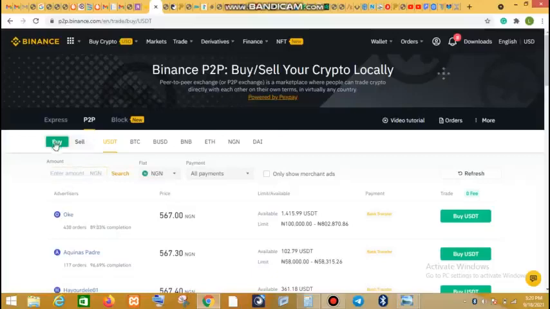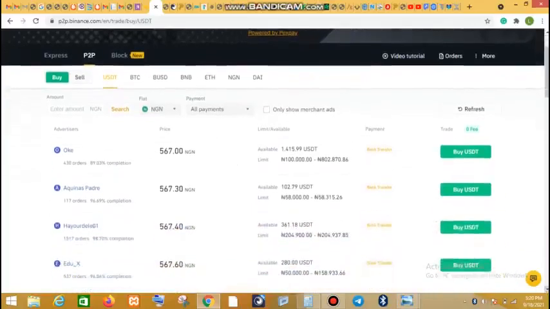All right, so now you are going to click on buy. When you click on buy, you are going to see different orders. There are two ways to go about this. Either you set a buy order, or you buy straight from the available sellers; or you place a sell order, or you sell straight to the available buyers. Now let's assume you want to buy straight from the available sellers. So you just click on buy USDT.